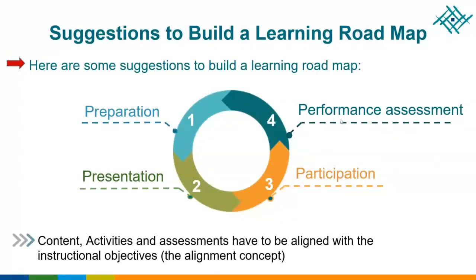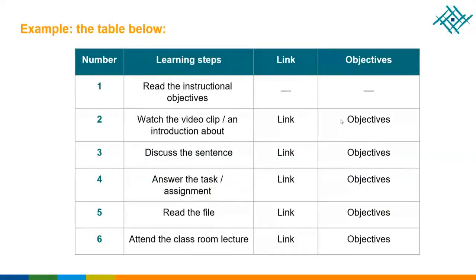Content, activity, and assessment have to be aligned with the instructional objectives. This is a table example of a roadmap. The student reads the instructional objectives. He can watch a video clip, read an article, or read the chapter. Then he can discuss the sentence and answer the task, read the file, attend the classroom lecture. This is a roadmap, for example.